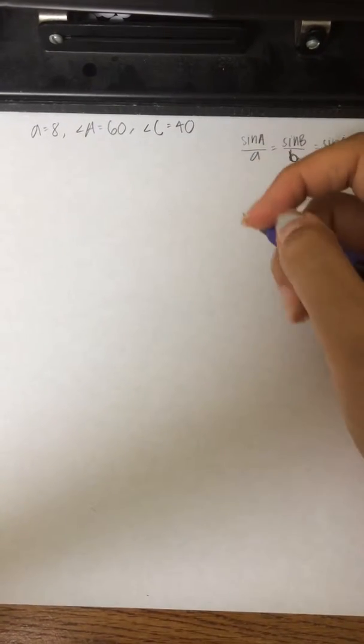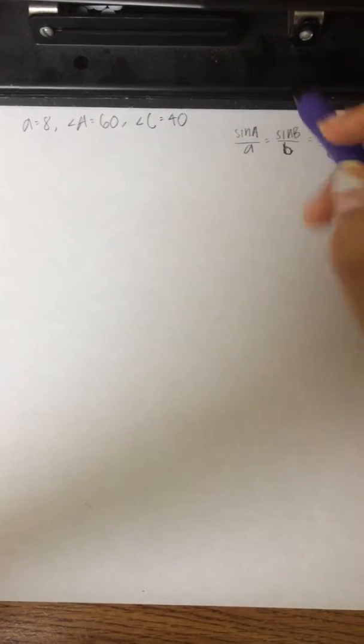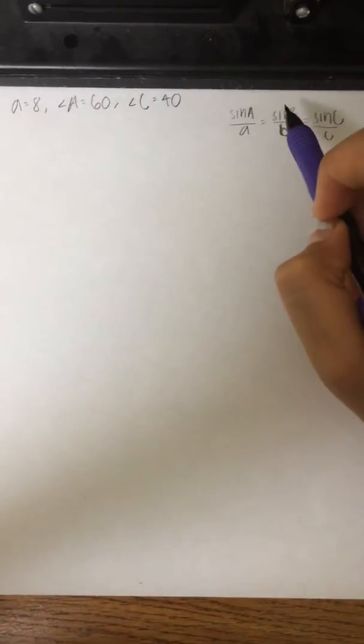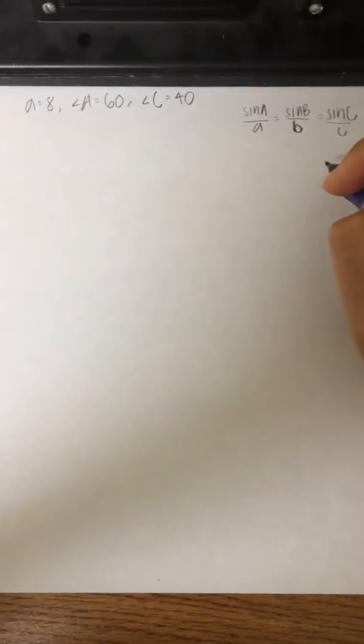Okay, so we're going to be working with law of sines. The law of sines formula is sine of angle A over side A, sine of angle B over side B, and sine of angle C over side C.